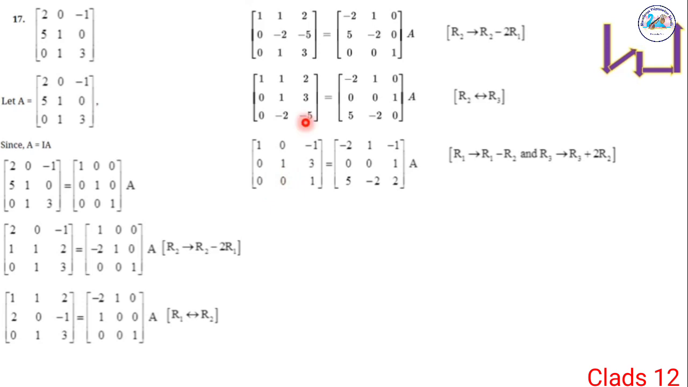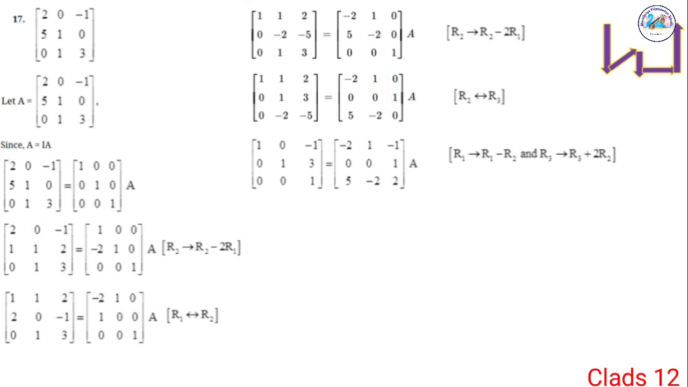Next, minus 5 plus 2 into 3. Minus 5 plus 2 into 3 is 6. That is minus 5 plus 6, which is 1. And on the right side matrix, R1 again will change, R1 minus R2. R1 minus R2 in the sense minus 2 minus 0. Minus 2 minus 0 is minus 2 only.